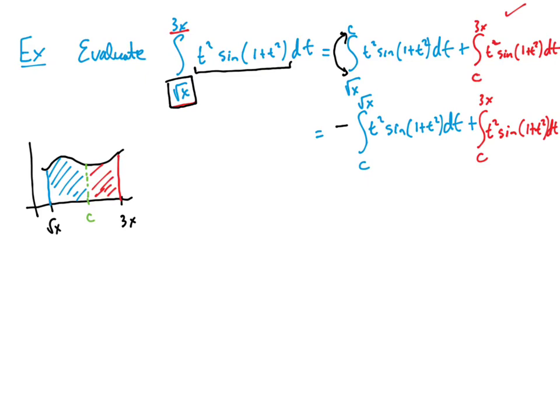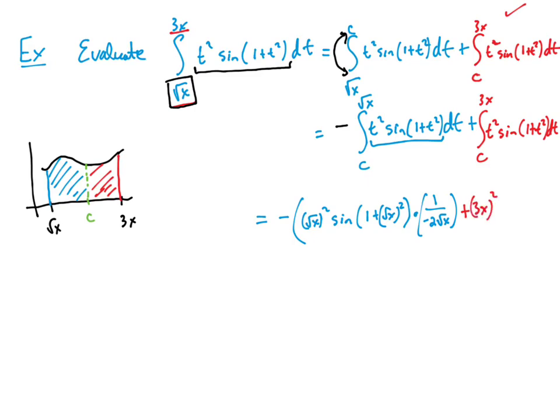Okay, so the integral on the left, we're going to say negative of, so wherever I have a t here, I'm going to input square root of x, so it'll be square root of x squared sine of 1 plus square root of x getting squared. Then I need to apply the chain rule, so the derivative of the square root of x, which is just 1 over 2 root x. Okay, and then for the integral on the right, we're going to say plus. So now I'm going to input 3x for t, so 3x squared sine of 1 plus 3x squared, and then times the derivative of 3x, which is a 3 here.